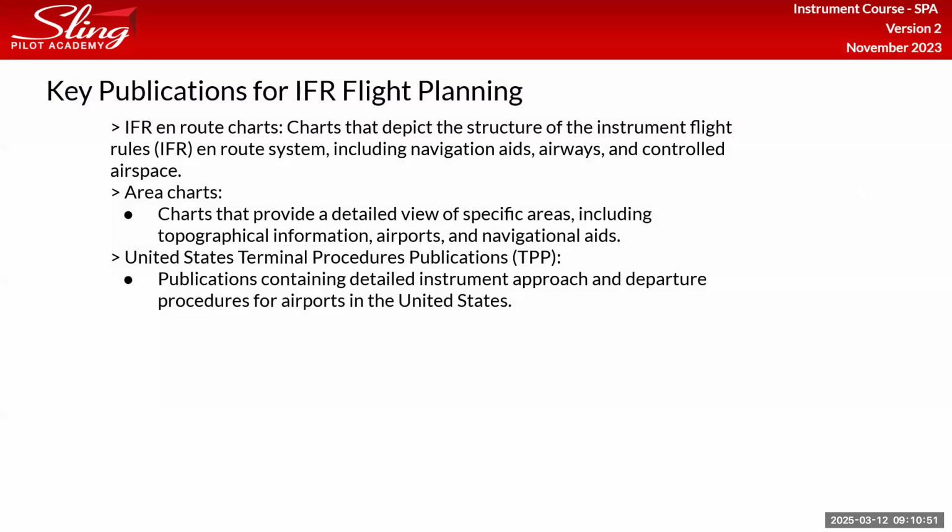An area chart is a chart that provides a detailed view of a specific area, including topographical information, airports, and navigational aids. So like how we have the TAC for VFR, we have area charts for IFR. And then we've been talking about the United States Terminal Procedures Publication, the TPP, containing detailed instrument approach and departure procedures for airports in the United States. Does everybody know where to find the TPP on ForeFlight? Yes. Okay, cool.